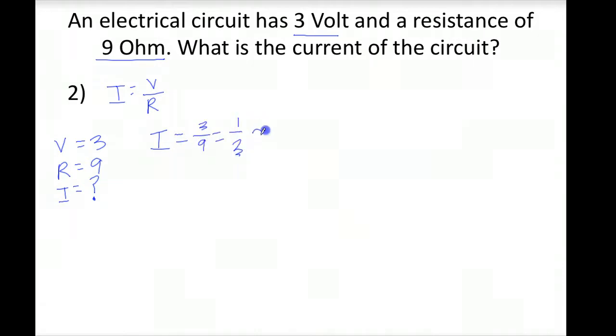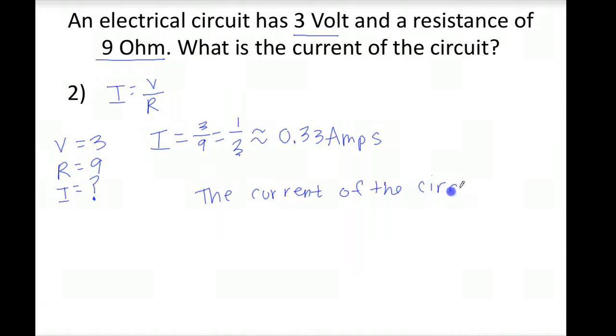But once again, let's approximate since we're talking about current here. So we're going to approximate that to be 0.33, and we want to include units. Now if you forget what unit it is, you can just look back to the last slide, and that's in amps. So the current of the circuit is 0.33 amps.